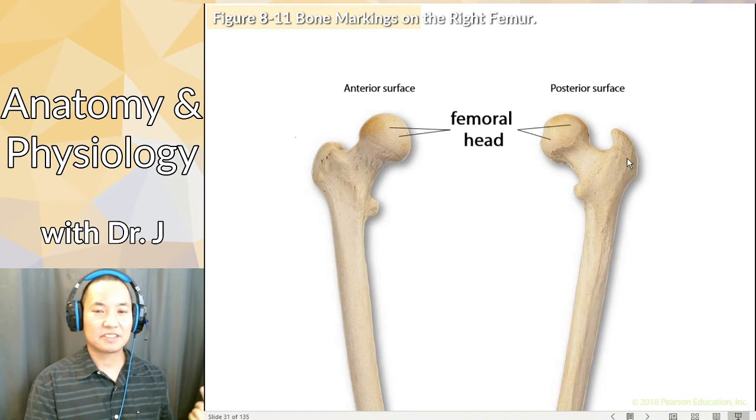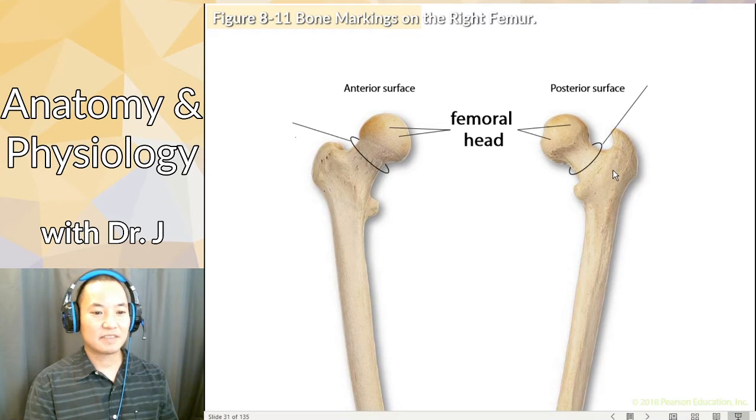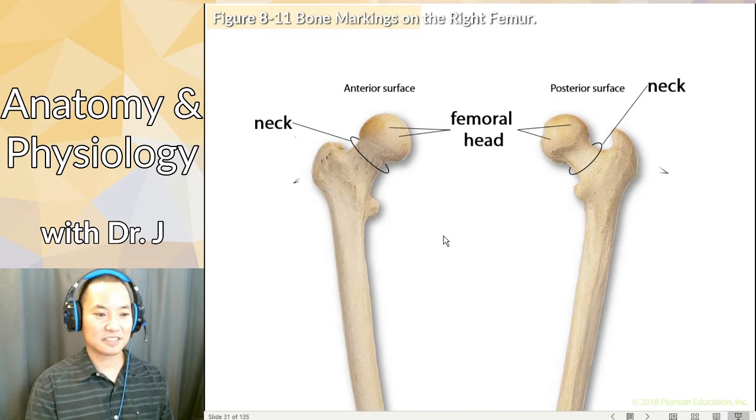And what we have here is a femoral head. Hey, it sounds like another bone, right? And then you have a neck. And compared to the neck of a humerus, you see that the neck of the femur is much more prominent, much more distinguishable, and easy to see.